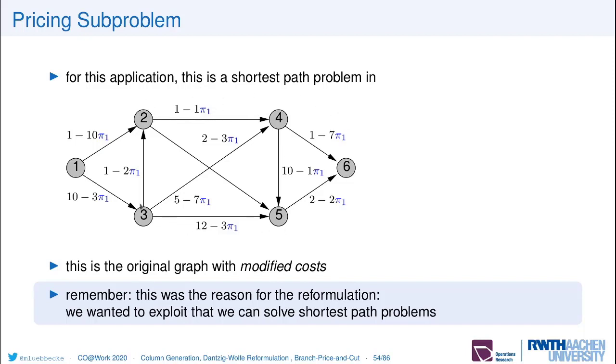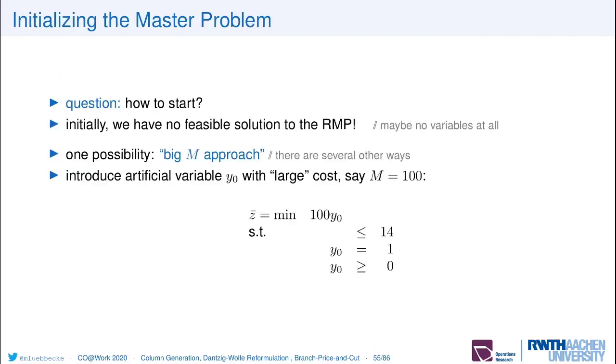And now that you see this, we solve a shortest path problem to solve the pricing problem. Let me repeat, this is the reason for the reformulation, because we thought we were able to solve shortest path problems easily. We did this reformulation, the decomposition, so that we can exploit the algorithms we have for solving shortest path problems. I would like to do this with you with this numerical example, and I would like to start in the beginning.